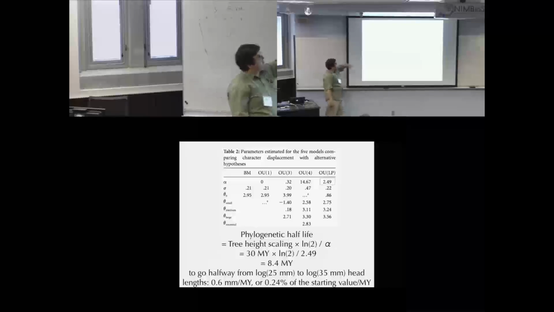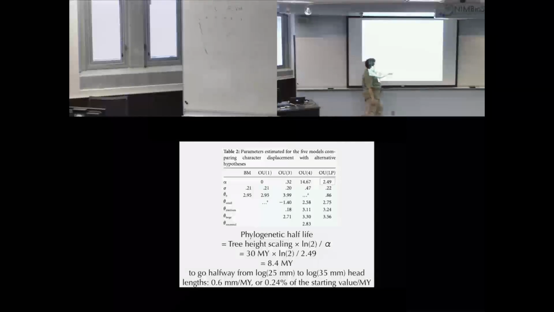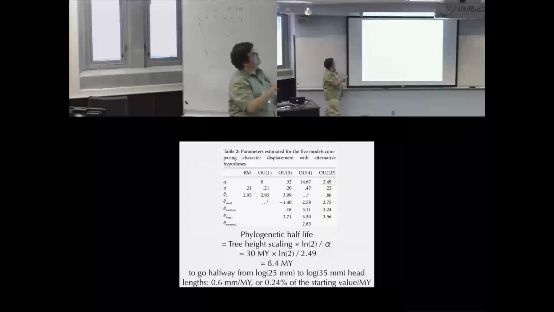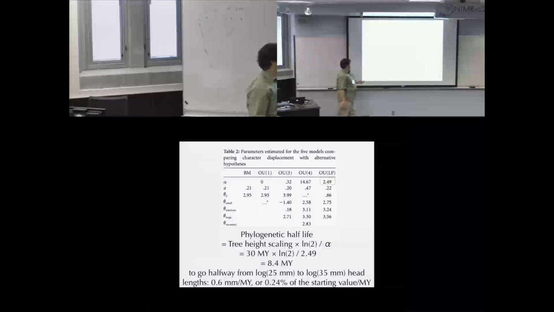So for this tree, the calculation is log 2 divided by alpha times the tree height scaling, right? So 30 million years for the total tree height, this half-life is 8.4 million years, right? So to get to this new optimum, and this is the case of a NOVOS data set, it takes 8.4 million years to get there halfway.